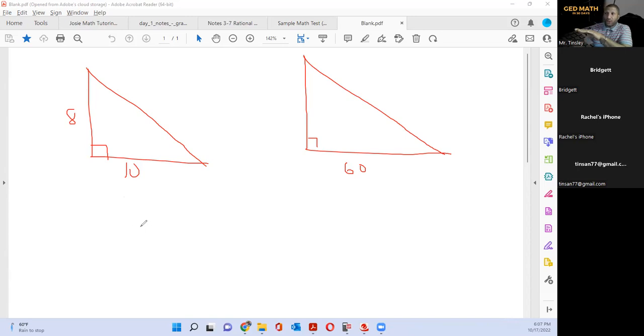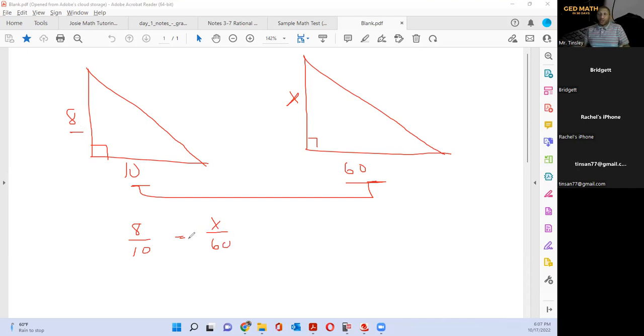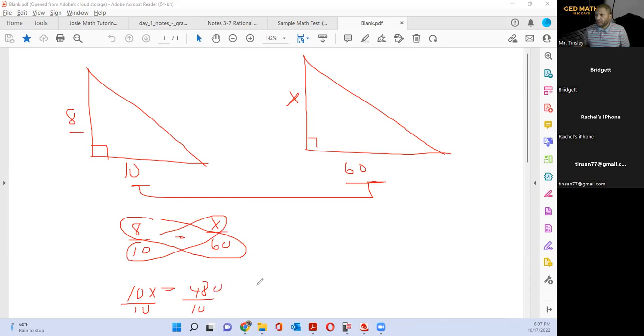So we look at this triangle and we know this is 8 to 10. Now, this side is associated with this side. This side is associated with this unknown side. So we're gonna match them up. So X over 60, and then we cross multiply. So 10 times X is equal to 480. Divide both sides by 10, the 10s cancel. We get X equal 48. So that missing side is 48. So if they ask you about similar triangles, that means those sides must be proportional.